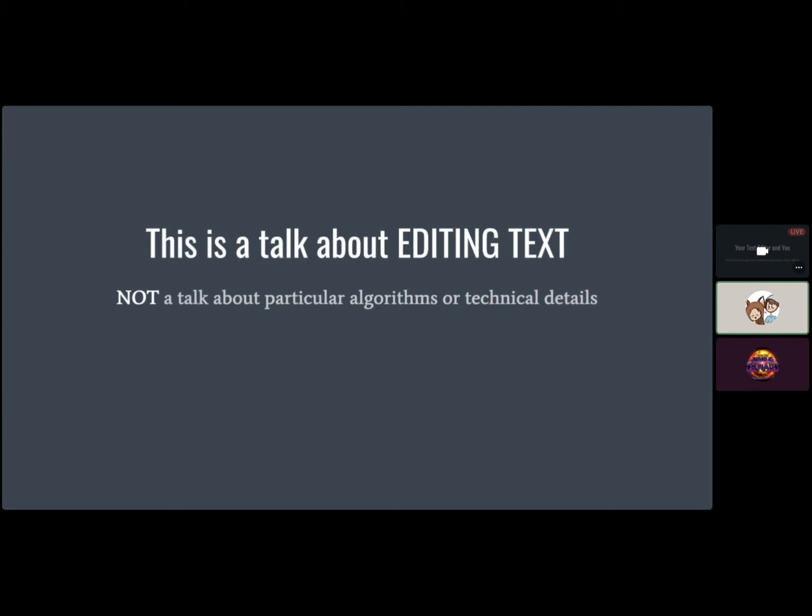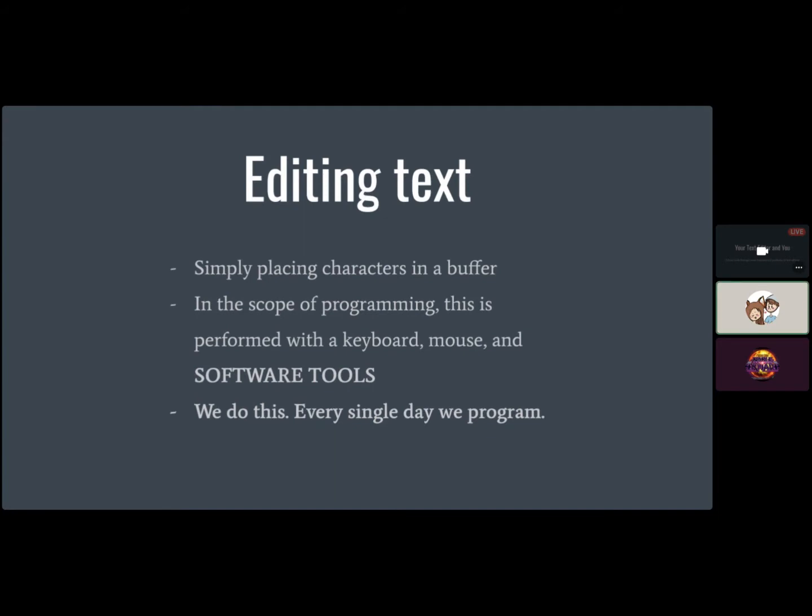I am talking about editing text. To be clear, this is not a presentation about any particular algorithms or technical details. This is solely going to be a talk about the simple act of putting text into a buffer. Now, editing text, as we all know, is simply placing characters where a cursor is. In the scope of programming, this is accomplished with, obviously, a keyboard, a mouse, and software tools. I'm going to be focusing on the latter for now, because I'm assuming that we already know how to use a keyboard and a mouse.